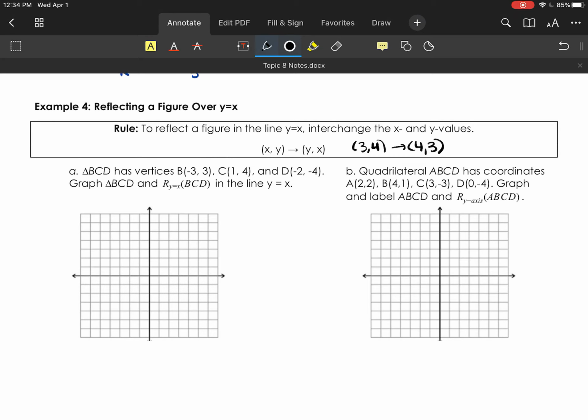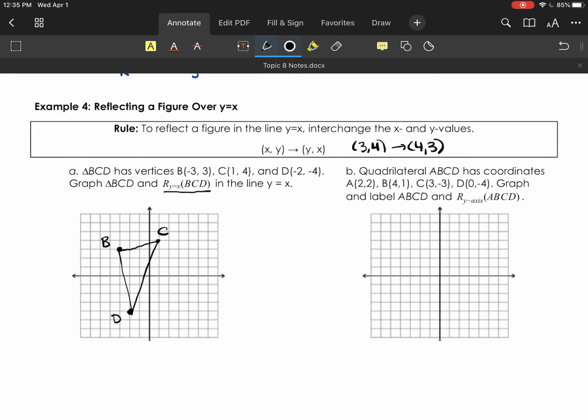So on letter A, it says triangle BCD has vertices B at (-3, 3), C at (1, 4), and D at (-2, -4). It says graph triangle BCD and the reflection over y equals x of BCD. So I'm going to plot those points first of all. B is at (-3, 3). So back 3, up 3. There's letter B. C is at (1, 4). So over 1, up 4. And D is at (-2, -4). So if I connect those, I have my triangle.